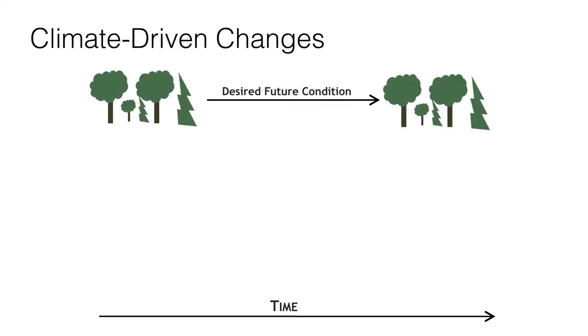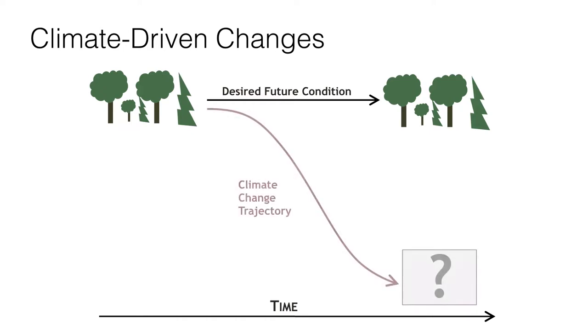As managers, we have an idea in our head of what that desired future condition should be. So we have our current condition, which is on the left, and that future condition, which is on the right. We create our goals and objectives of what that future condition will be. But under a changing climate, it's going to pull that future condition into this uncertain trajectory. So how do we as managers determine what we need to do to manage for that desired future condition under a changing climate?